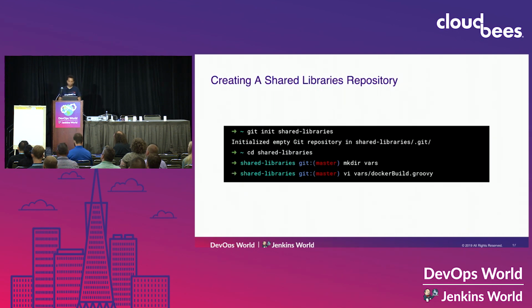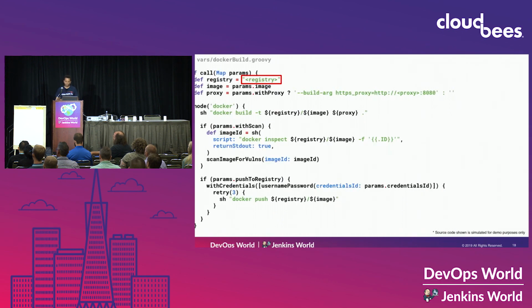And creating a new shared library is pretty easy. You just create a new Git repository, and we create a directory called vars. And then inside that vars directory, we'll create a function called dockerBuild. And then inside that function, we'll abstract all of that logic that we had in our Jenkinsfile into our shared library. So now, when we need to make a change to, say, the registry, we have one place to make that change.